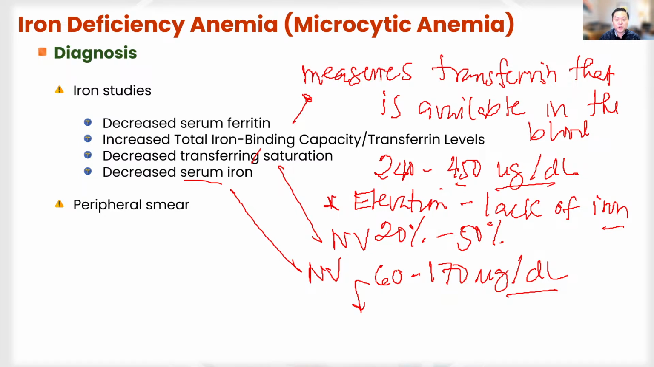Okay. Now, there's also the peripheral smear, which will also help in detecting. It will show the appearance of the red blood cells under the microscope. And so here, again, the size of the red blood cells will be smaller and the pigmentation will be less. So that's why it's called a microcytic hypochromic type of anemia.